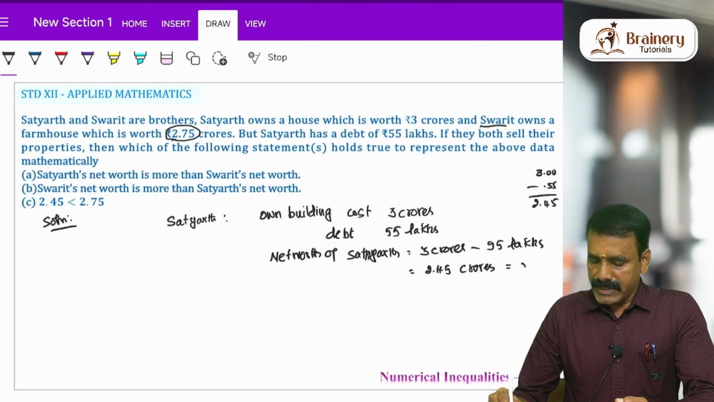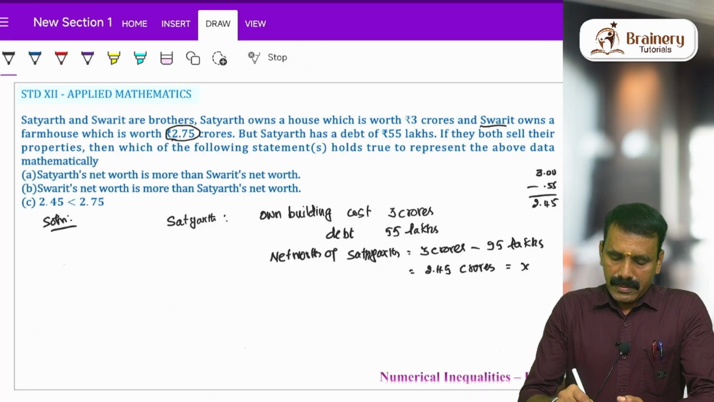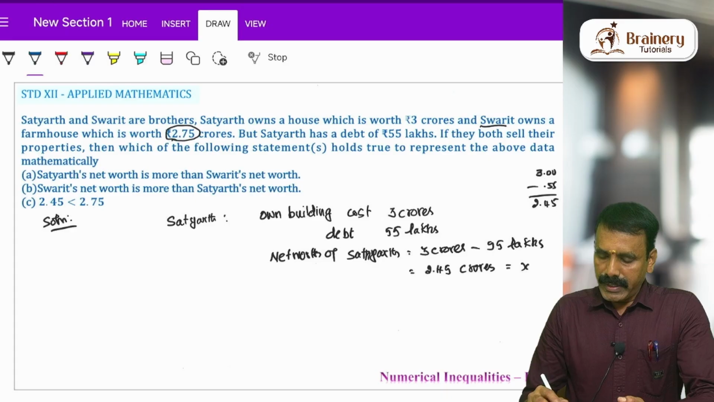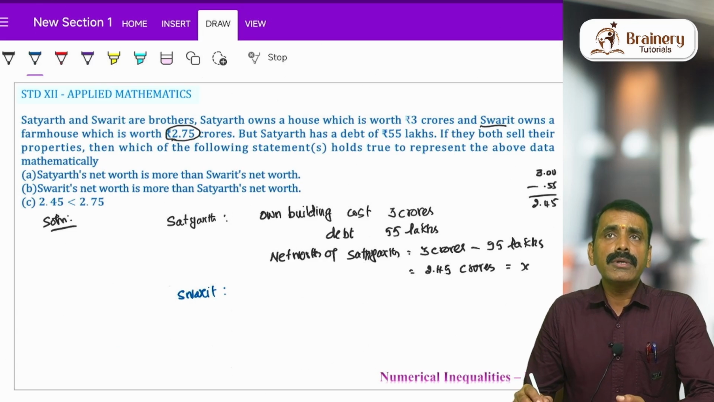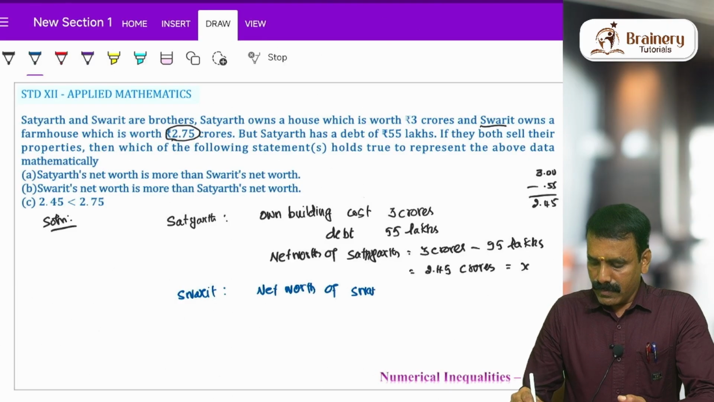I take this as X. Whereas for Swarit, he doesn't have any debt, but he is having his own farmhouse. He is going to sell it for 2.75 crores. So the net worth of Swarit will be 2.75 crores.